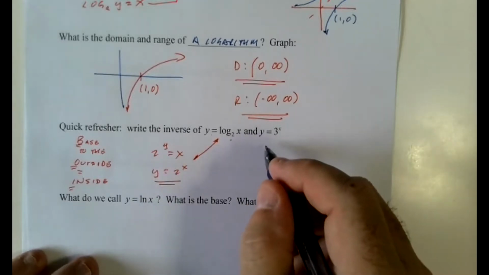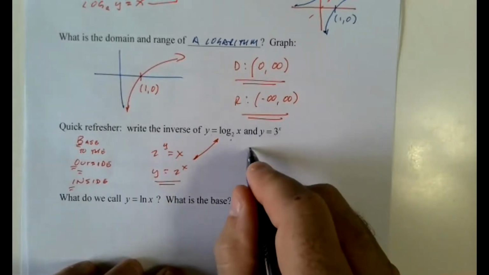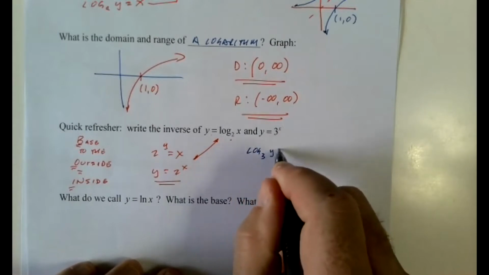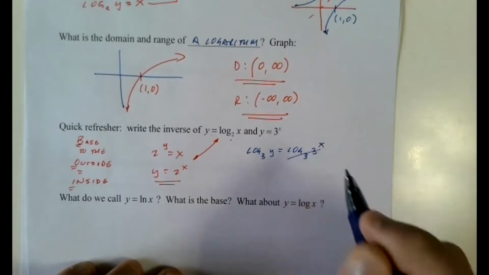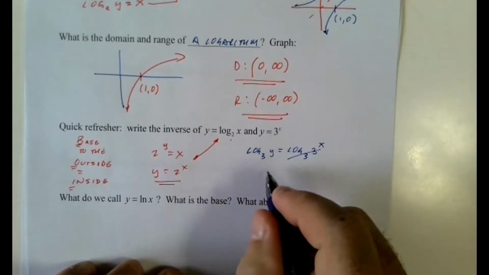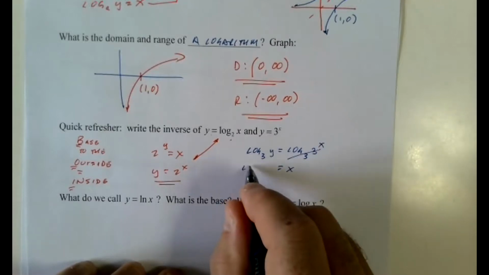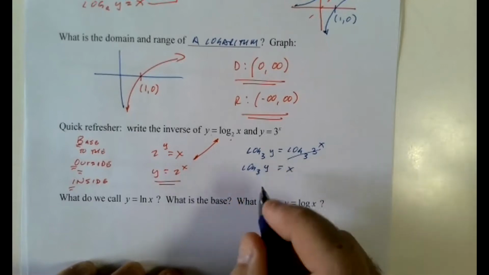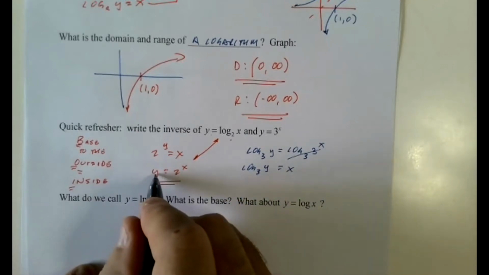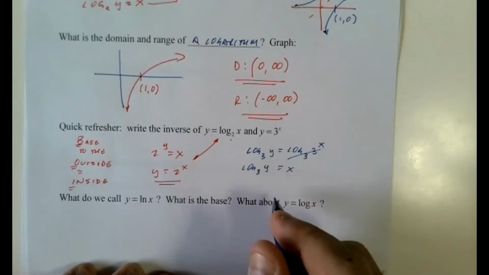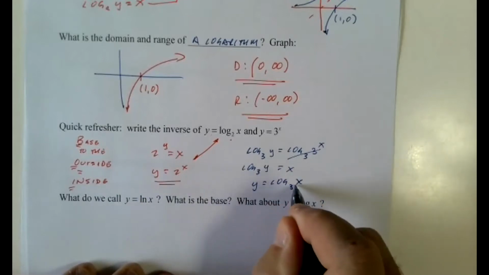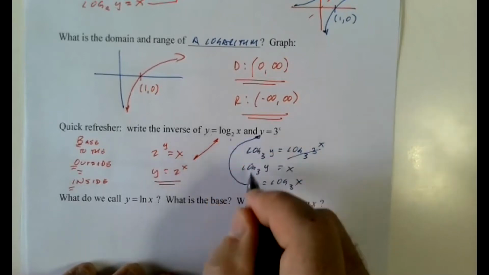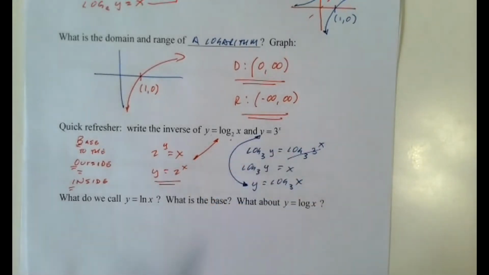On the opposite extreme, we're going to go with log base 3. Log base 3 of y equals log base 3 of 3 to the x. They're going to cancel. We're going to get x equals log base 3 of y, and we use that horrible notation. This really should say f to the negative first. Y equals log base 3 of x. These are inverses.